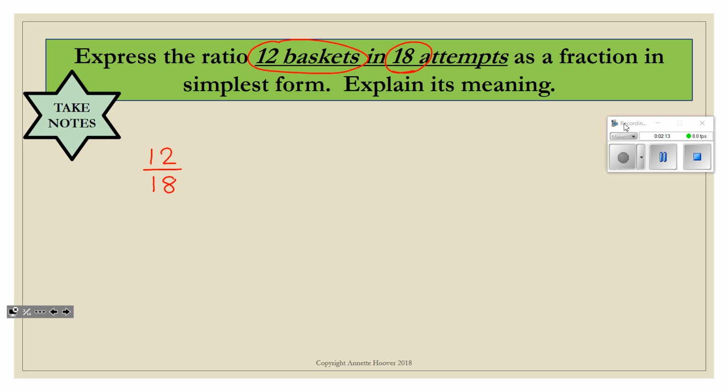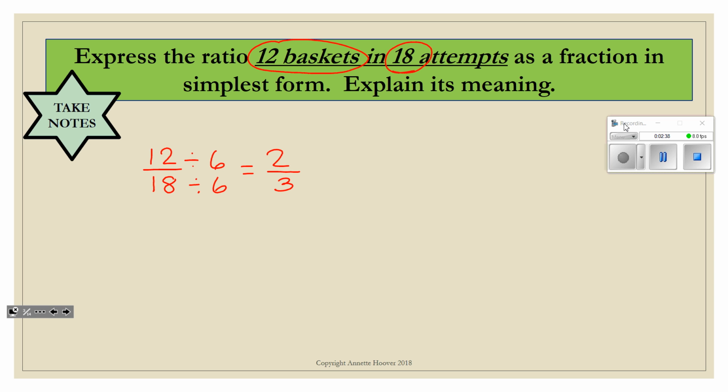We want it to be simplified, so we simplify it just like a fraction, and both of these are divisible by 3. Oh, there's something bigger than 3. We can divide both of these by 6. And when we do that, we get the simplified ratio of 2 to 3.